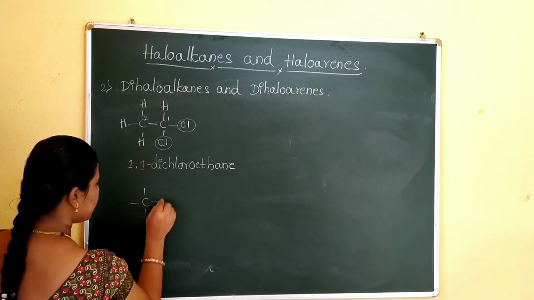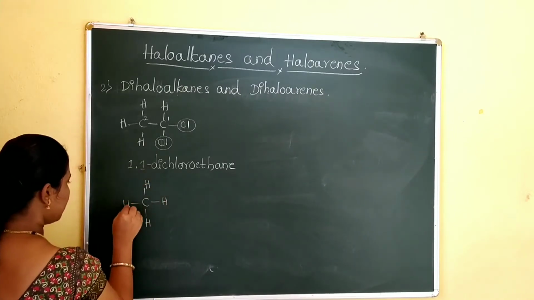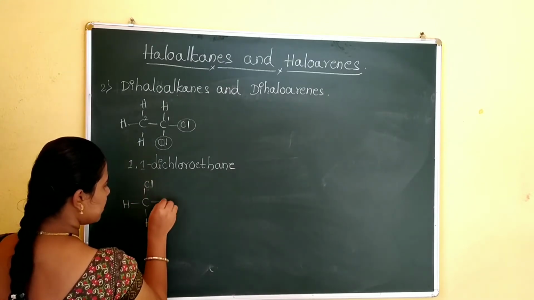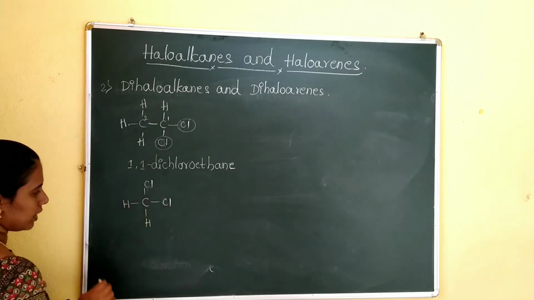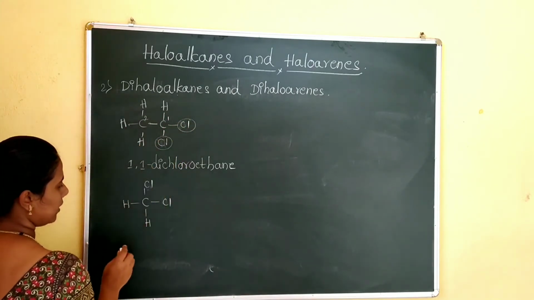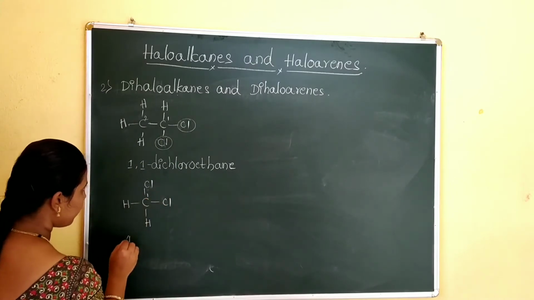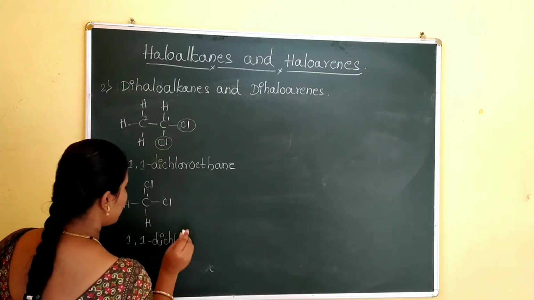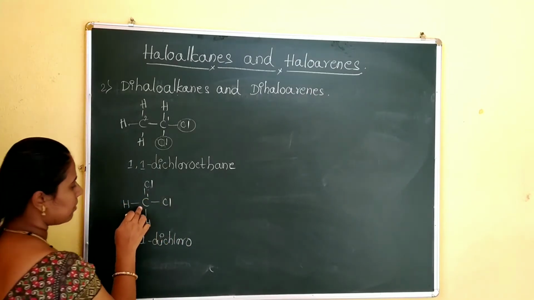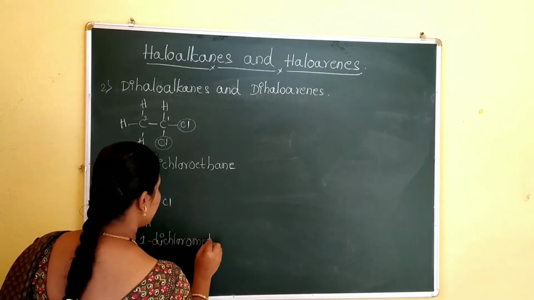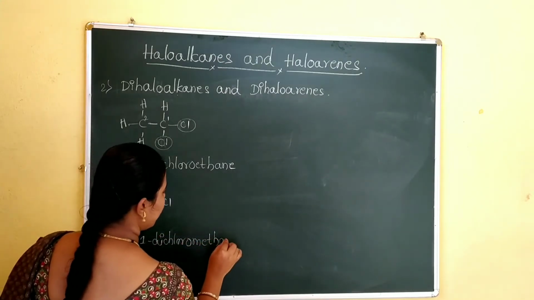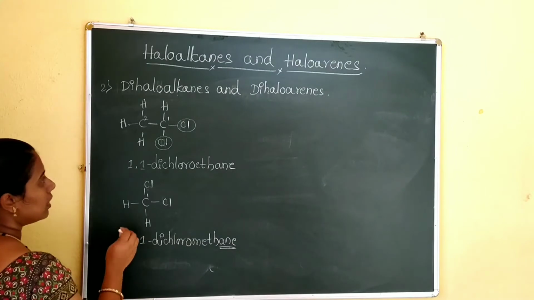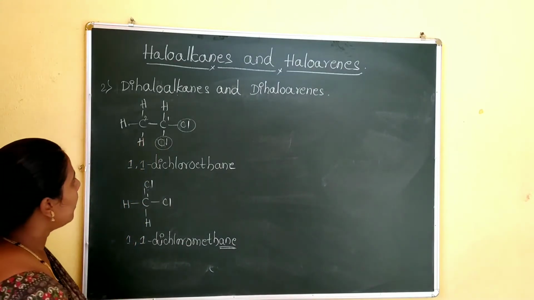Similarly, methane. It is an alkane, an aliphatic hydrocarbon. If the two hydrogen atoms are replaced by two halogen atoms like chlorine atoms, then it becomes a dihaloalkane. This is 1,1-dichloro. Only one carbon atom is there, therefore the root word is methane. The primary suffix is ane. These are the examples for dihaloalkanes.